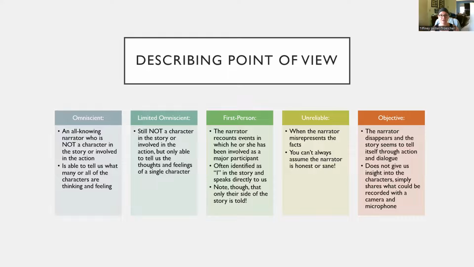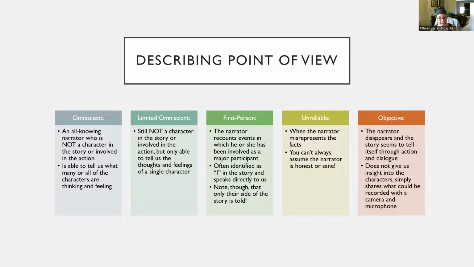Then we have an objective narrator. This is the narrator that is similar to an omniscient narrator in that they know everything that's happening, but an objective narrator has no access to the characters' thoughts and feelings whatsoever. All they can do is tell us what's happening, almost like a news report in a way. It's objective. There's no thoughts or emotions getting involved in how the story is being told, right?